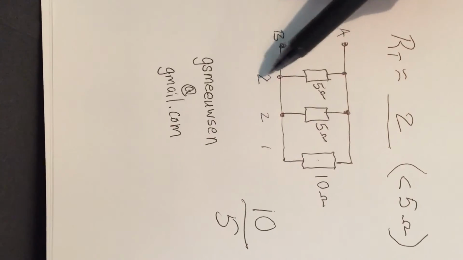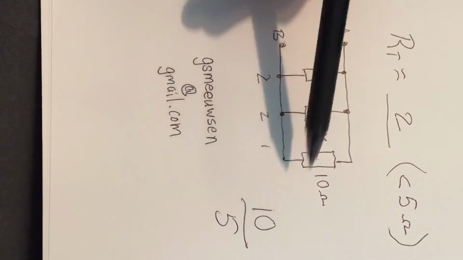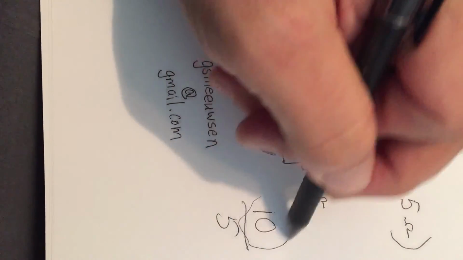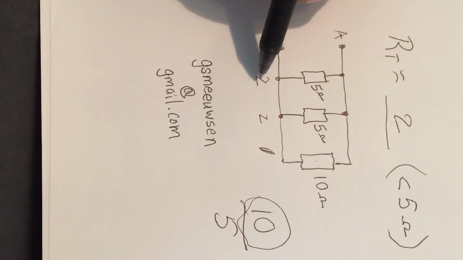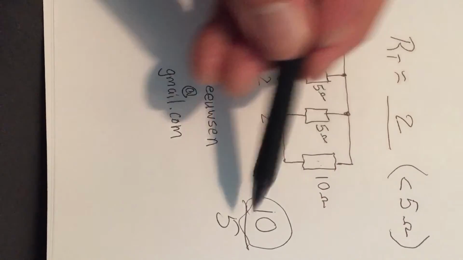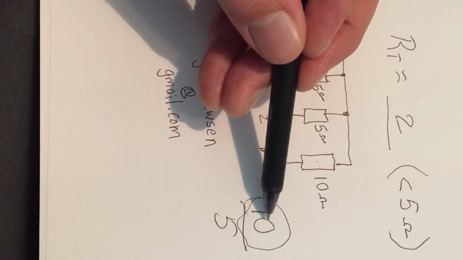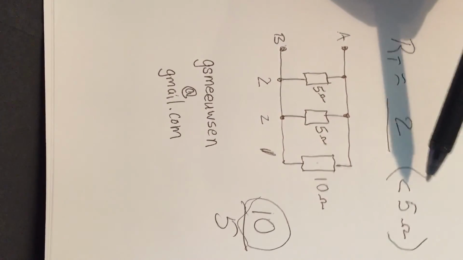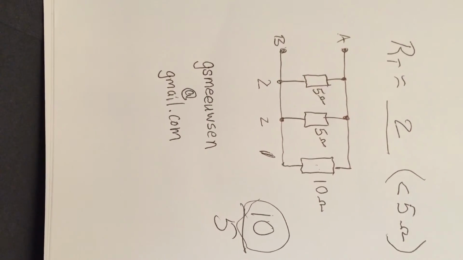I don't know if that makes sense. So again, 10 went in 1 time. The 5 fit into the magic number twice, and the other 5 also fit in twice. I add all these up and I divide it into the magic number, and there's my answer. And if we double check it, it does meet our criteria also of being less than 5 ohms.